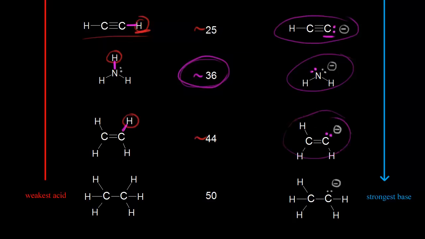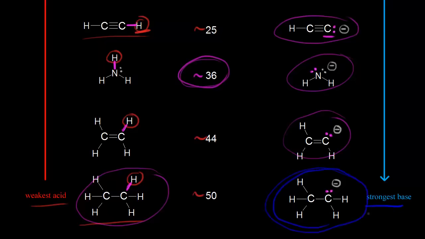And our last example, ethane, is the weakest acid out of all of the acids I have listed on this pKa table. So the pKa for this proton, approximately 50. And the electrons in magenta here would be left behind on this carbon. So if ethane is the weakest acid, then this must be our strongest base.